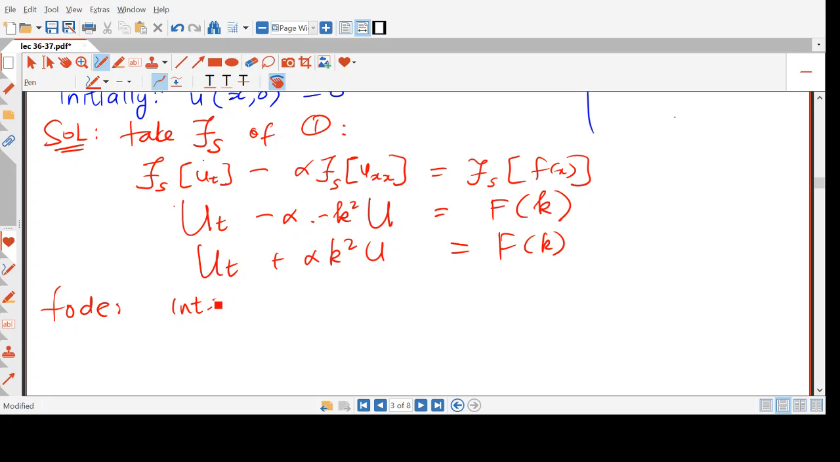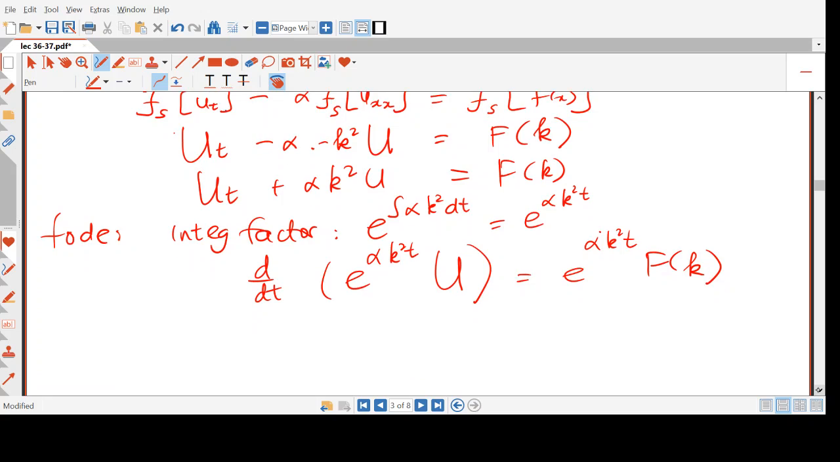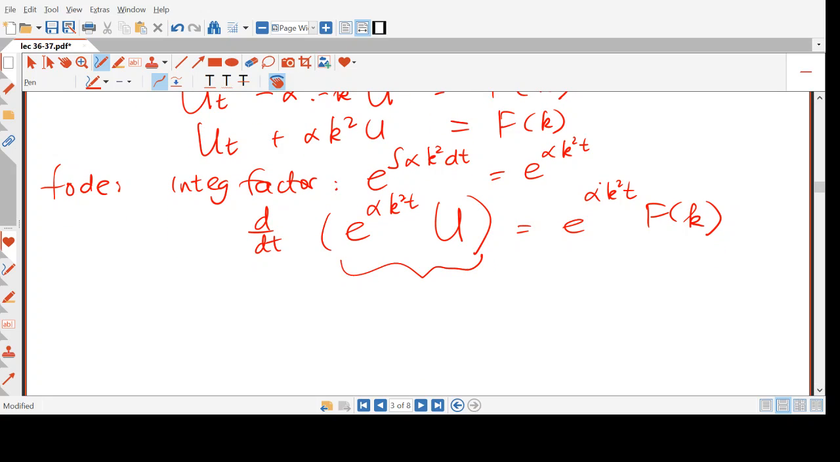We have the integrating factor, as explained in the first part of the lecture, e to the integral of alpha k squared dt. That will be e to the alpha k squared t. We multiply throughout by that, and we will end up getting d/dt of e to the alpha k squared t times U equals e to the alpha k squared t F of k. Remember, we multiply both sides by the integrating factor, and that gives us this kind of appearance here, the product rule. So that makes it very easy.